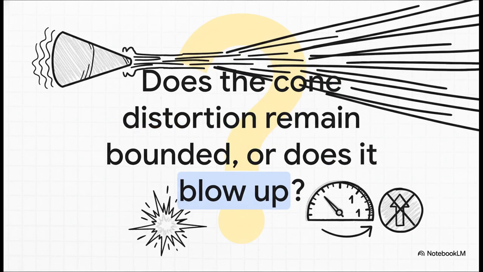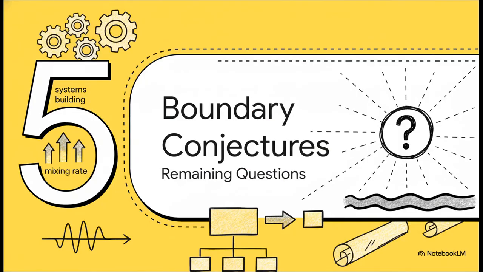Let's say the cone is preserved. What about the distortion? It's totally possible that as epsilon approaches the boundary, that cone gets stretched so much that the distortion just blows up. And if that happens, our contraction factor would approach 1, and the whole method would fail to give us any uniform improvement.